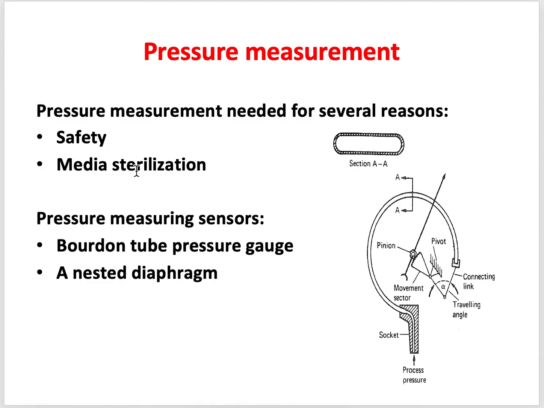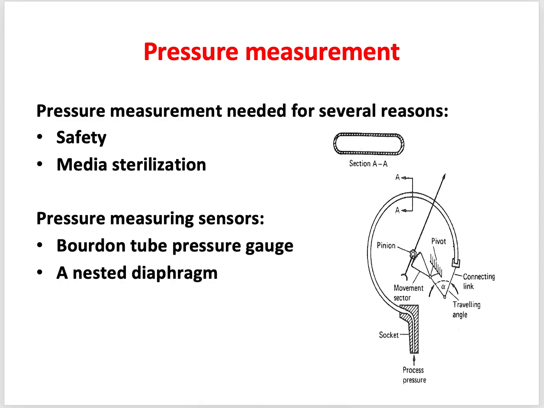Another purpose is media sterilization. If you are doing in situ sterilization of the media, we know that temperature alone is not enough to ensure proper sterilization, because the effect of sterilization comes from the temperature and also adequate pressure. For measuring pressure, there are gauges or meters, for example the Bourdon tube pressure gauge, a pressure meter by which pressure can be measured.